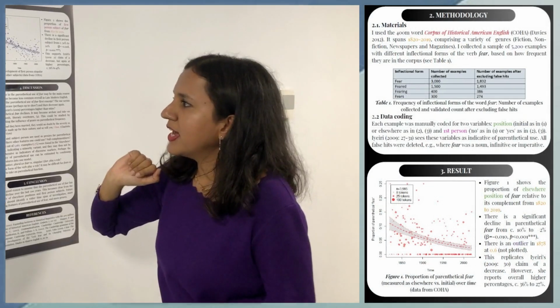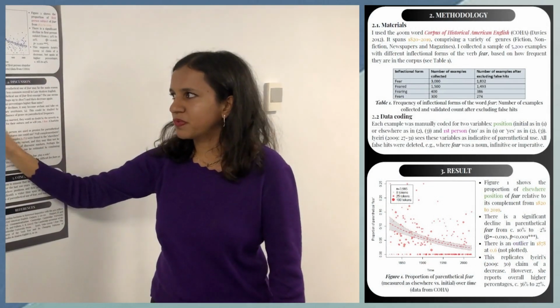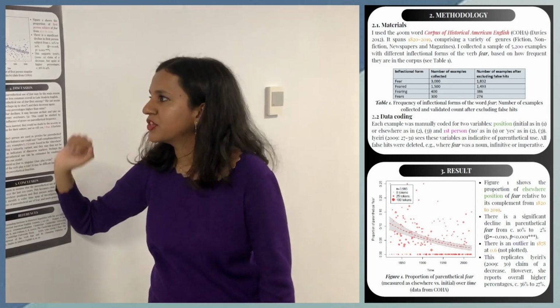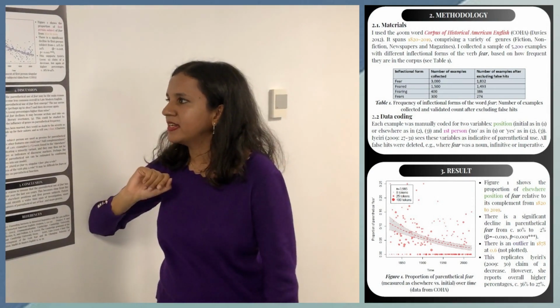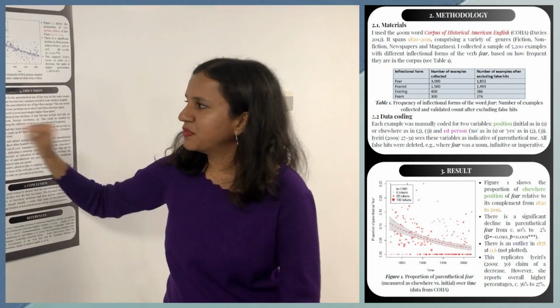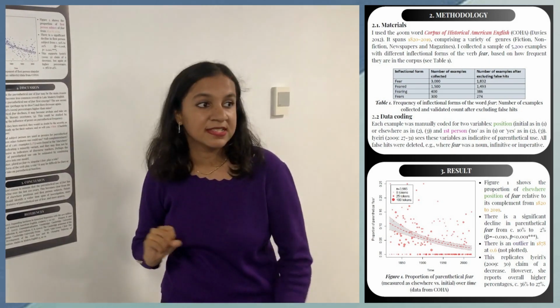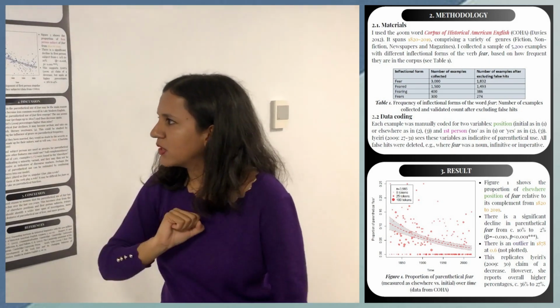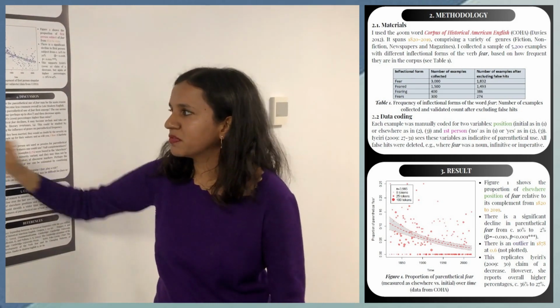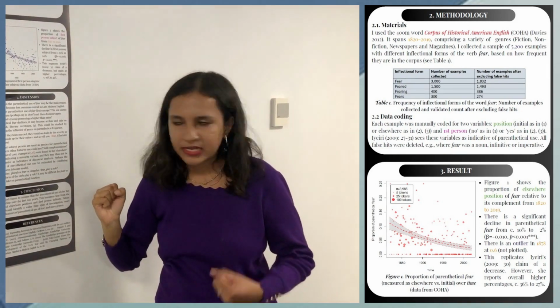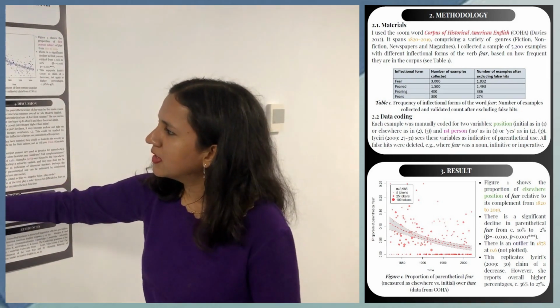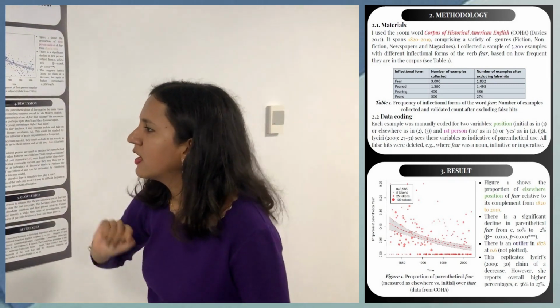So for the methodology, I used the 400 million word Corpus of Historical American English, spanning from 1820 to 2019, comprising a variety of genres such as fiction, non-fiction, newspapers, and magazines. I collected a sample of 5,000 examples with different inflectional forms of the verb fear based on how frequent they are in the corpus, such as fear, feared, fearing, and fears.